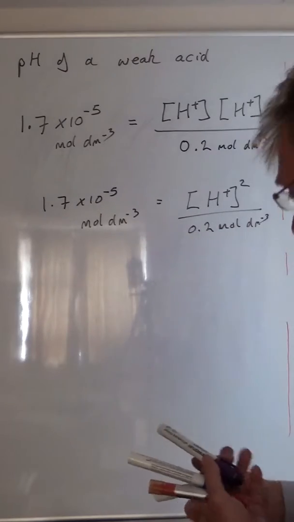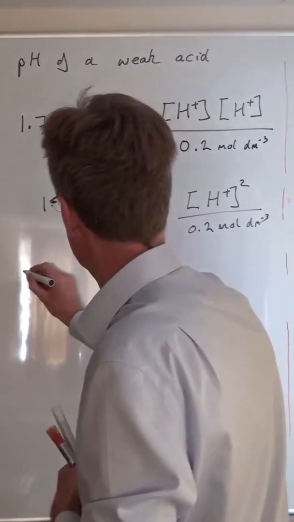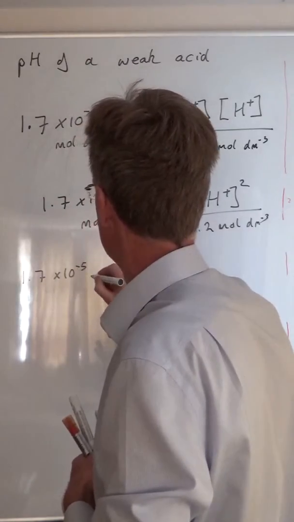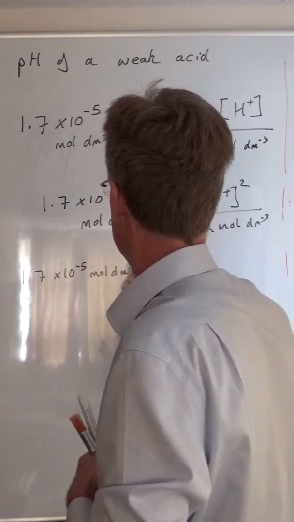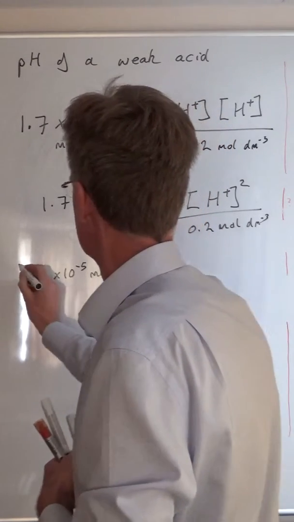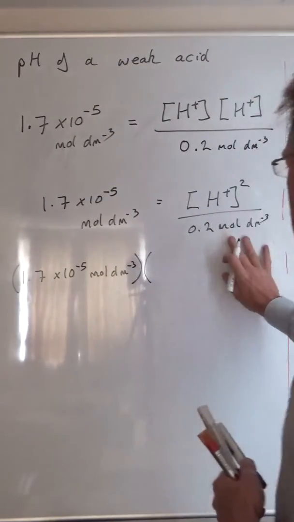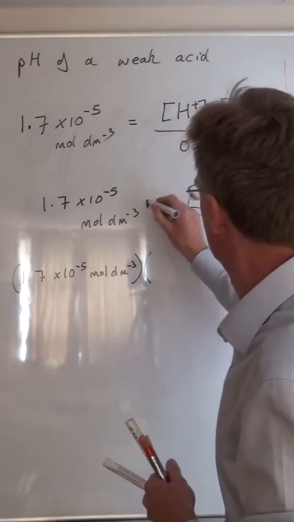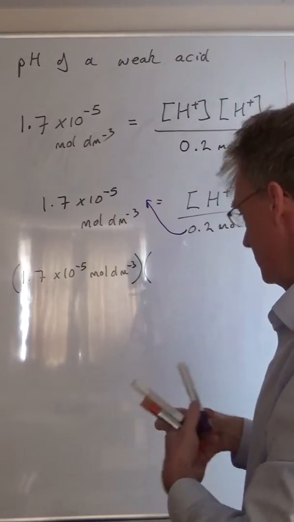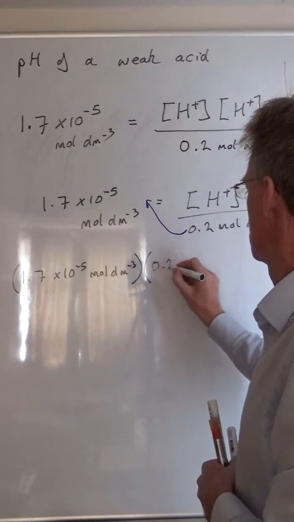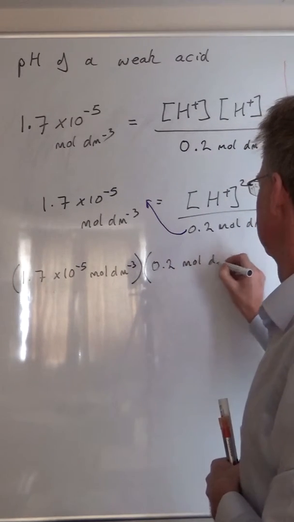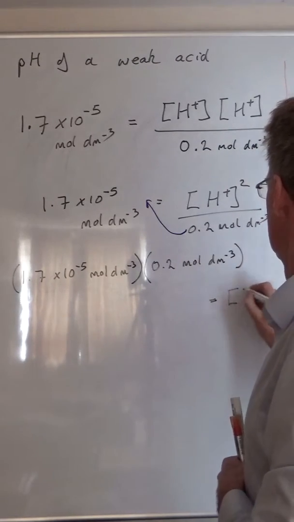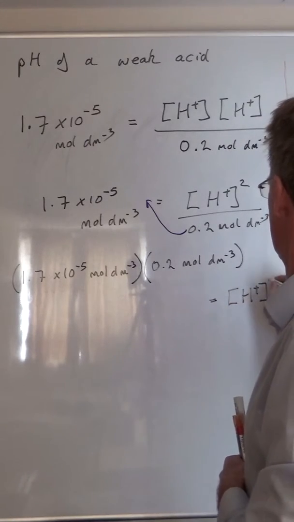So I'm just going to cross multiply. I've got on this side 1.7 times 10 to the minus 5. I'm keeping the units in here, look, that's mole dm to the minus 3. I'll put that in brackets, that way I don't get it mixed up with this one that's coming up here. So in cross multiplying, I'm just sending that one up there. So I write here 0.2 mole dm to the minus 3, and that lot is going to equal H plus squared.